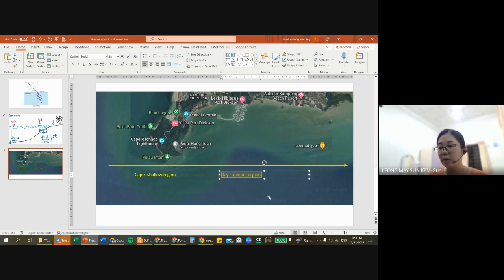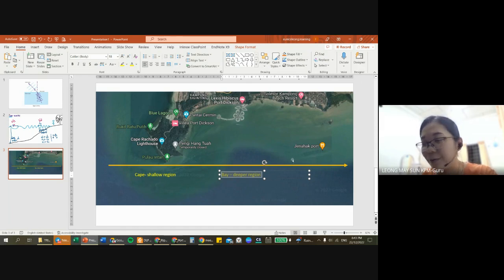When we look at the Google map, how do we identify it? It's actually by identifying the color. The blue color actually means that it's a deep area. When it starts to become greenish, it's because there are sands underneath there. The depth of the seabed is getting less and less. So that's why you can see here is a little bit greenish, but over here at the bay, it's actually blue. That signifies the deeper region.